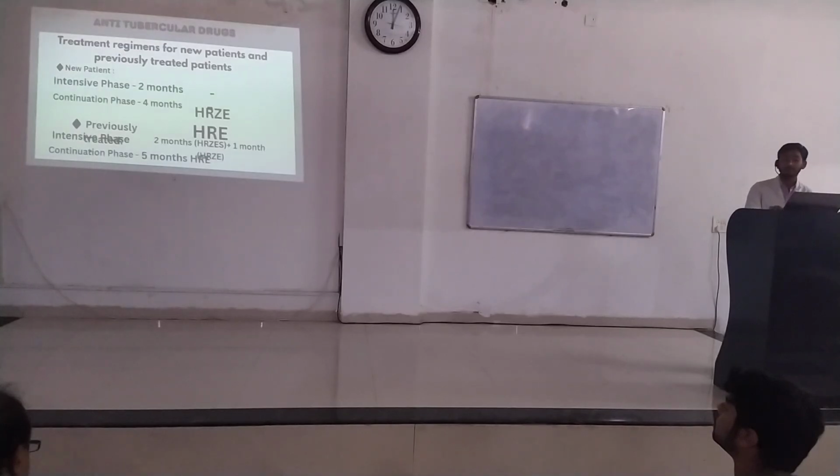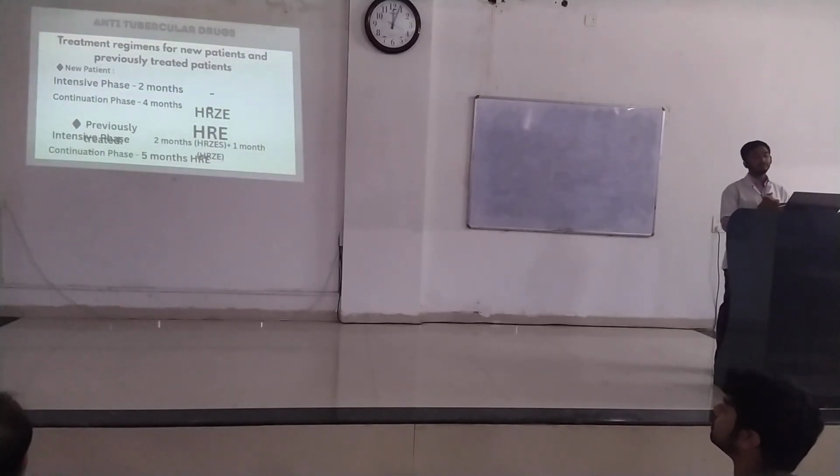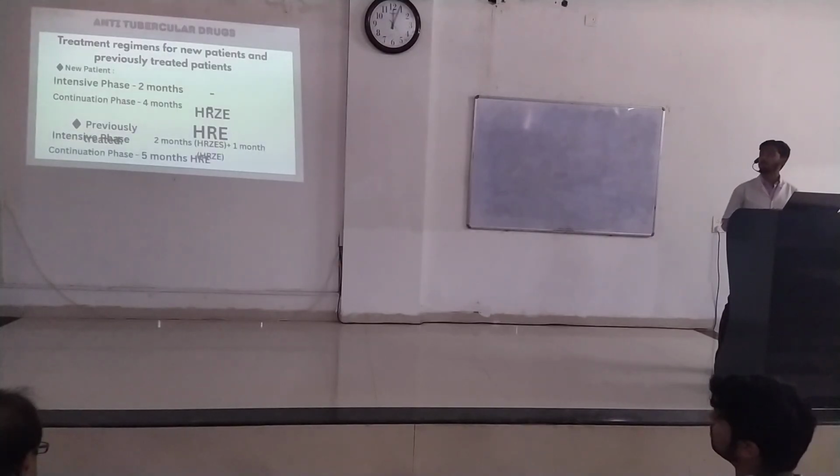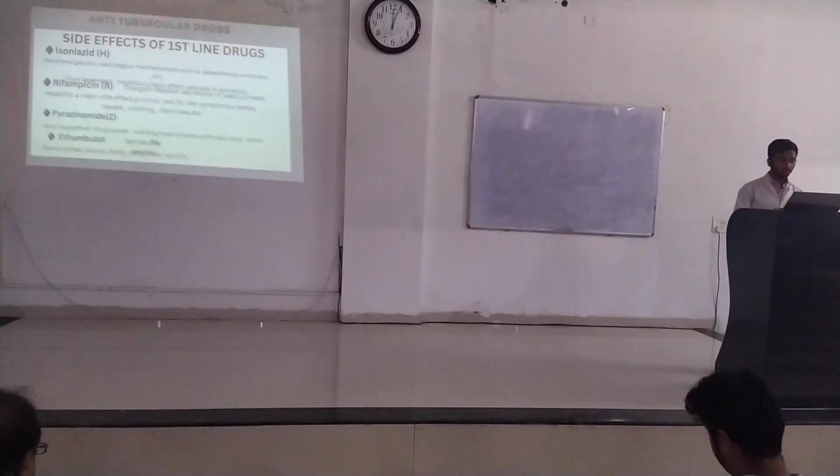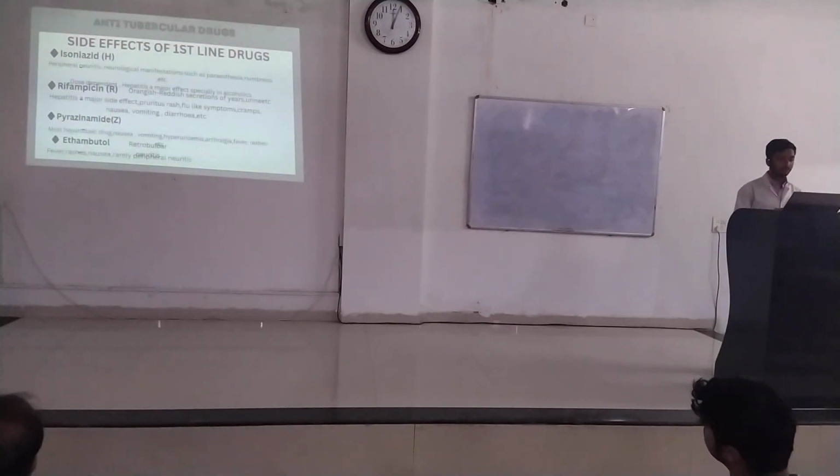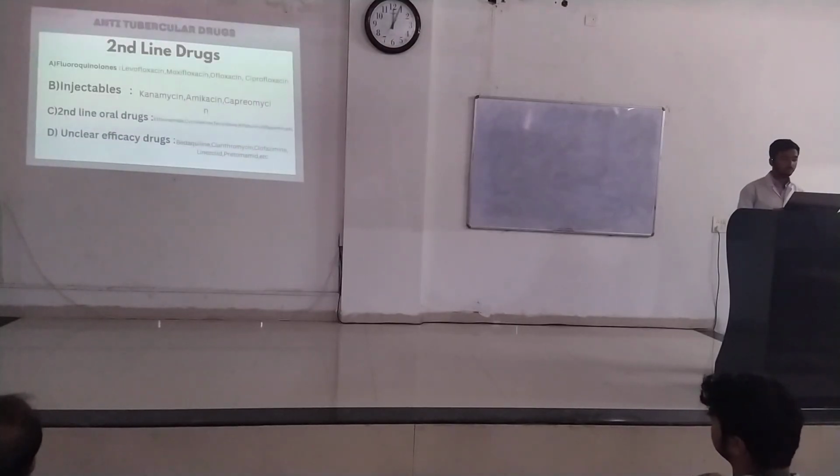Okay, so coming to second-line drugs. Generally we advise treating the patient with first-line drugs, but in case there is resistance of TB, which is very common in tuberculosis, we also add on second-line drugs. In second-line drugs, we have the categories of drugs: fluoroquinolones, injectable second-line drugs, oral drugs, and unclear efficacy drugs.